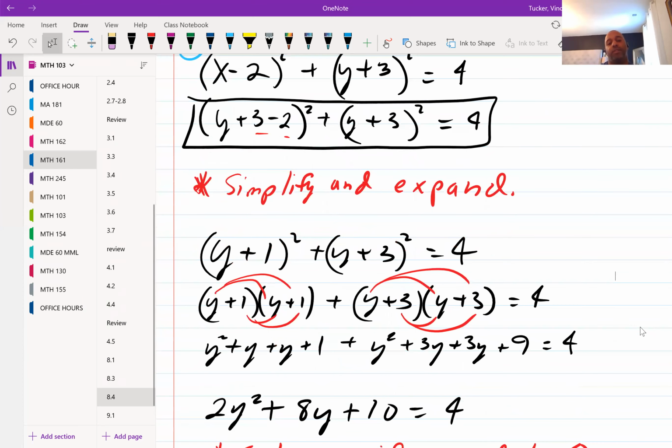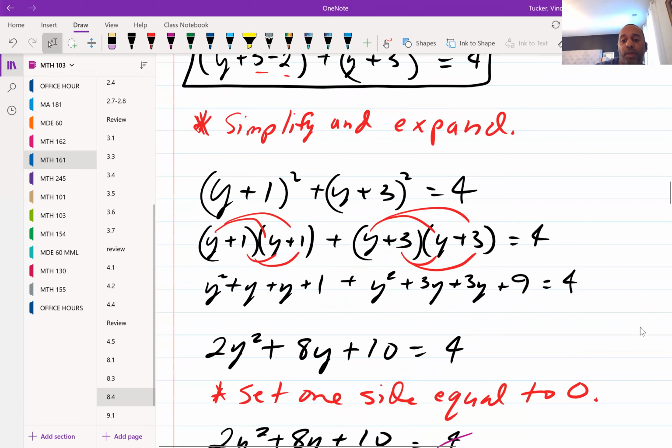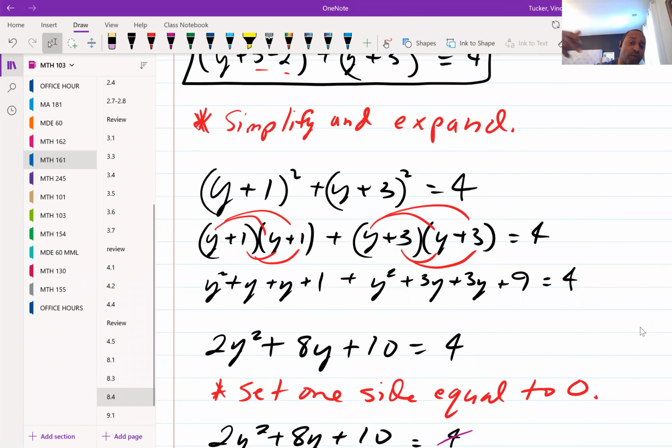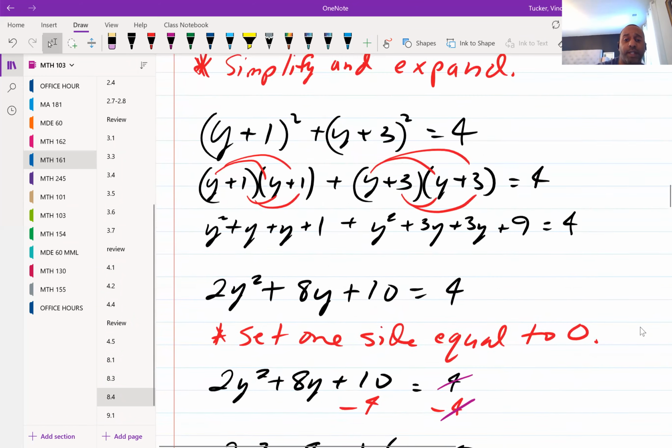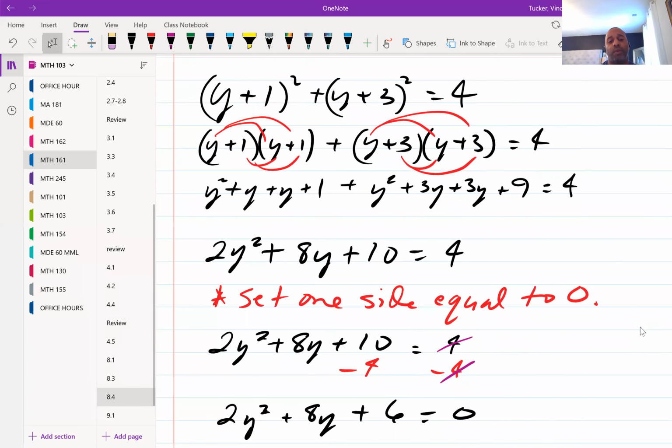Combine your like terms. 2y squared plus 8y plus 10 equal to 4. Set one side equal to 0. We're solving this quadratic equation now, so we minus 4 from both sides. 2y squared plus 8y plus 6 is equal to 0.